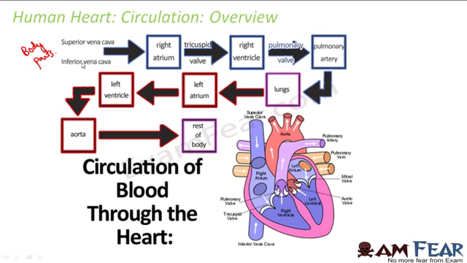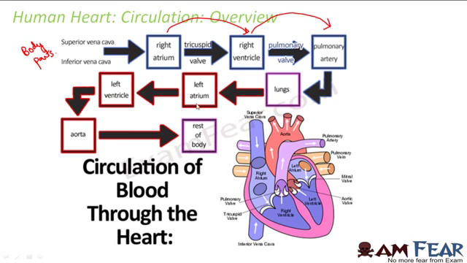So deoxygenated blood from different body parts comes into the right auricle through superior and inferior vena cava. What is vena cava? They are the veins. As I said, the capillaries join together to form venules, venules join together to form veins, and veins further join together to form vena cava. So these vena cava take the deoxygenated blood to the right auricle. From right auricle, it goes into the right ventricle through the tricuspid valve. From right ventricle, it goes to the pulmonary artery through the pulmonary valve, and from pulmonary artery, it goes to the lungs.